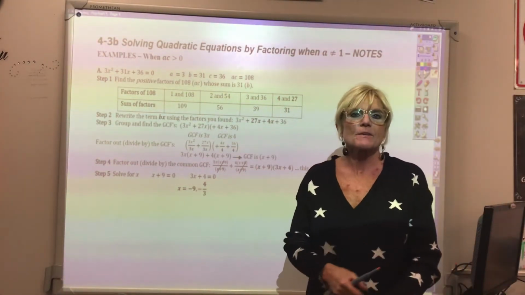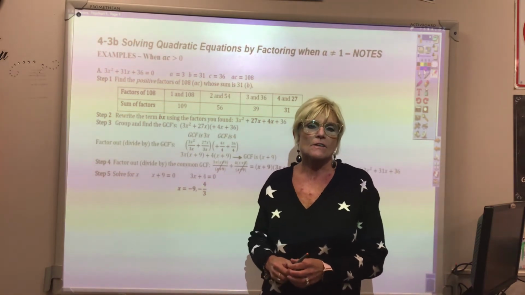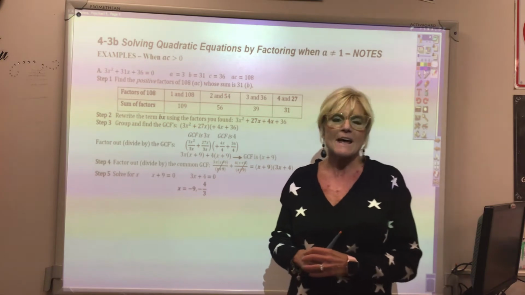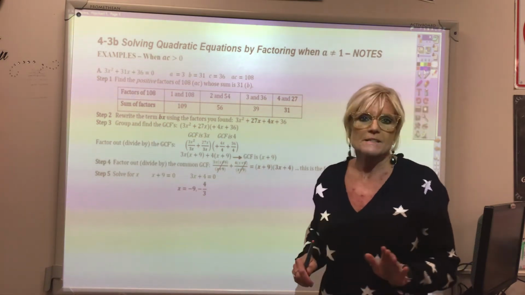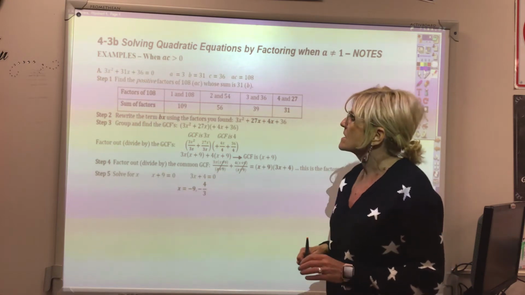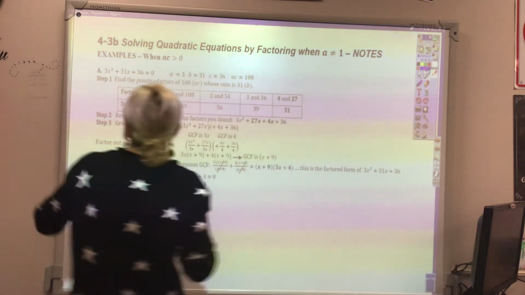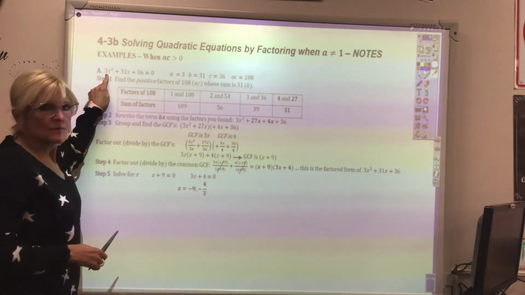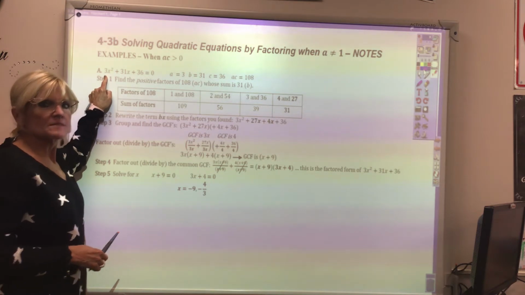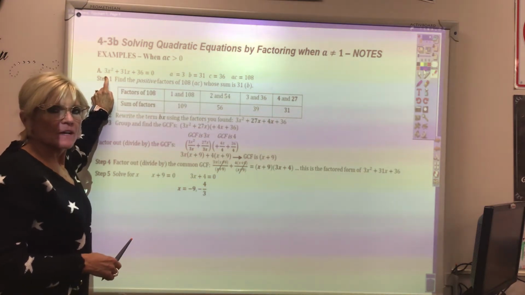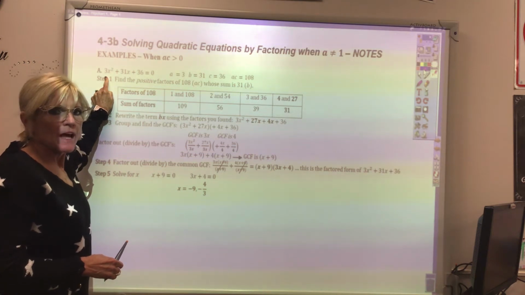Hi class, today we're going to be talking about section 4.3b, solving quadratic equations when a is not equal to 0. We're solving these again by factoring. I left that out. What that means when a is not equal to 0 is this term right here. This is a, or our lead coefficient. If it's not 0, then we've got a little extra work to do from when a was 0.